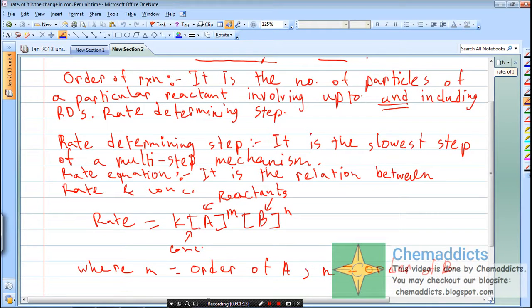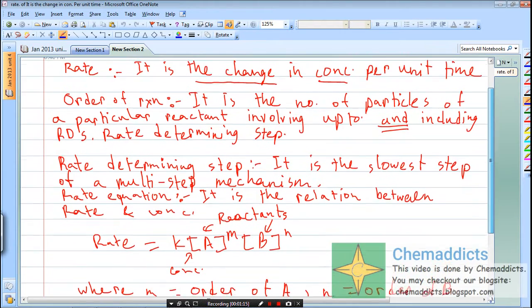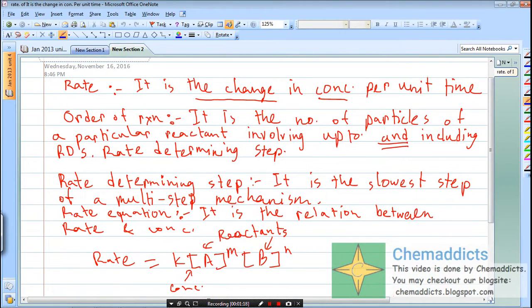At first, let us define what is meant by rate. It is the change in concentration per unit time. Now let us look at the order of reaction. It is the number of particles of a particular reactant involved up to and including the RDS, that is the rate determining step. The rate determining step is the slowest step of a multi-step mechanism. The rate equation is the relationship between rate and concentration of reactants.